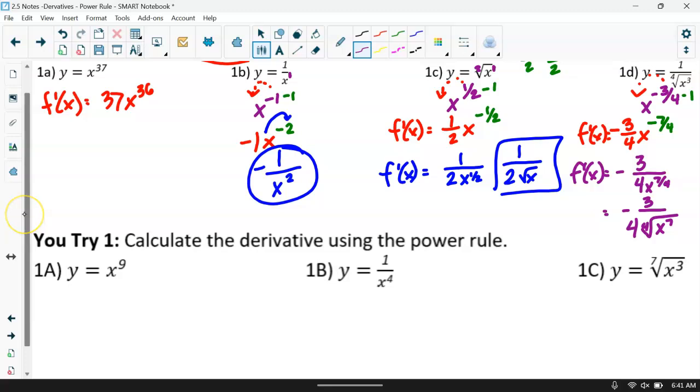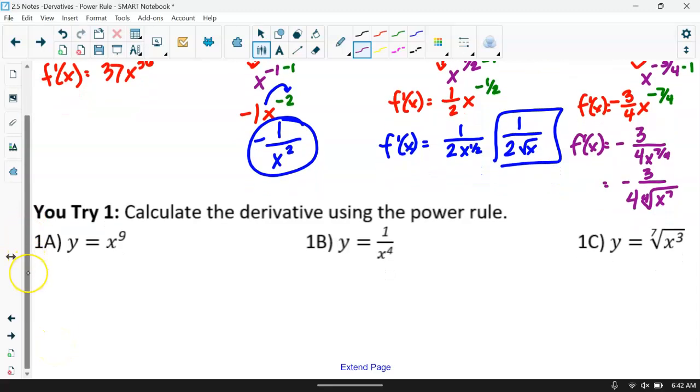So go ahead, pause the video, and try these 3 on your own. And here we go. So for the first one, you should have just brought down your exponent. So your derivative is 9x to the 8th. Now here you had to rewrite this. So this is the same as x to the negative 4th.